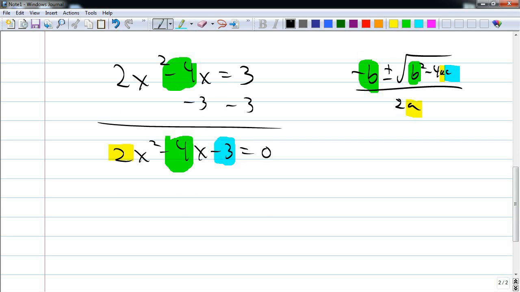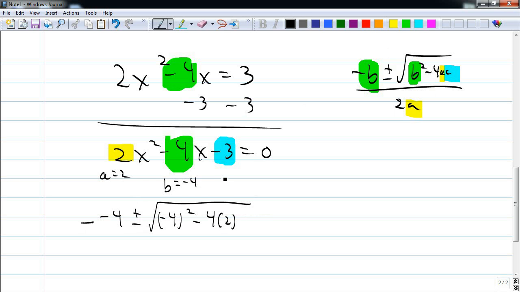So I can plug in negative b. Well, here my b is negative 4. So I have negative 4 plus or minus the square root of negative 4 squared minus 4, a is 2 and c is negative 3, all over 2a.